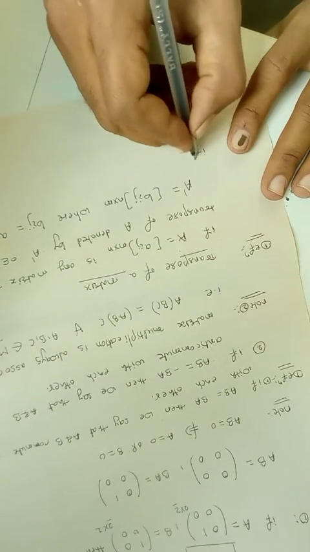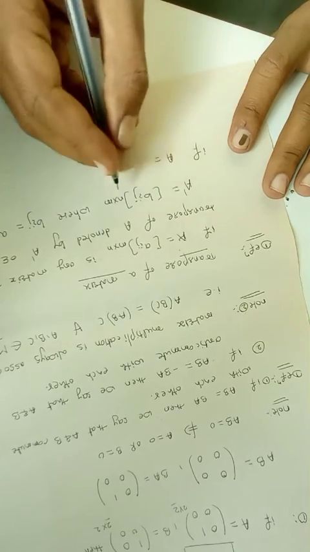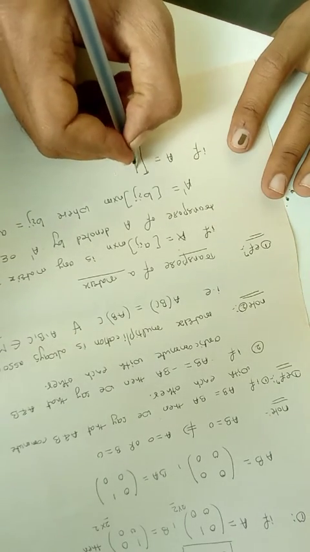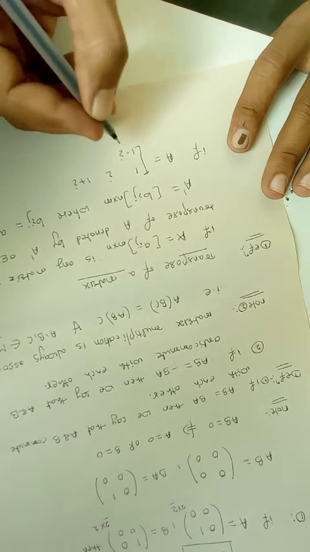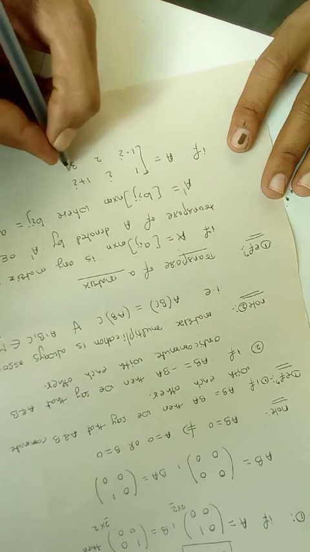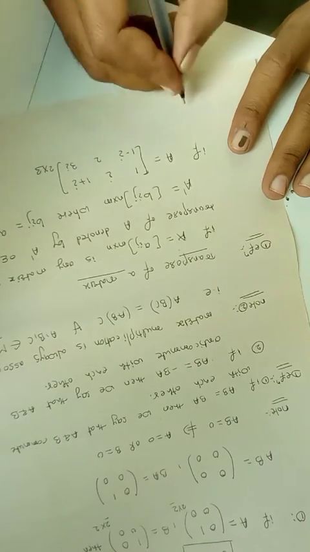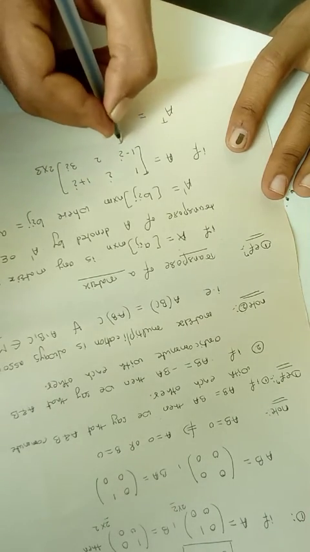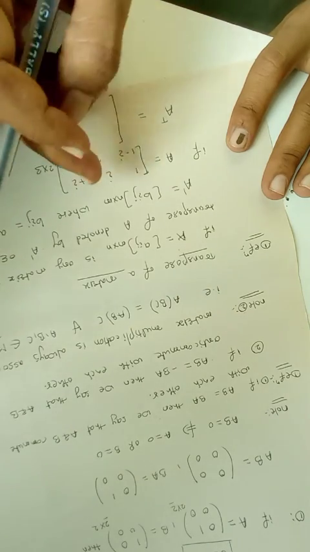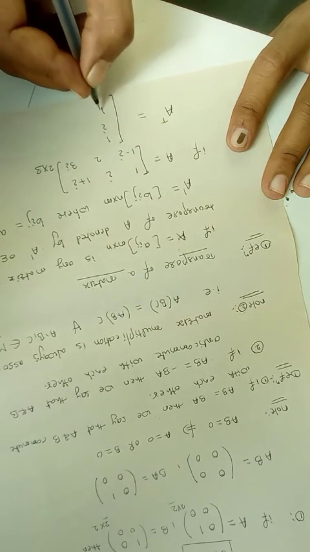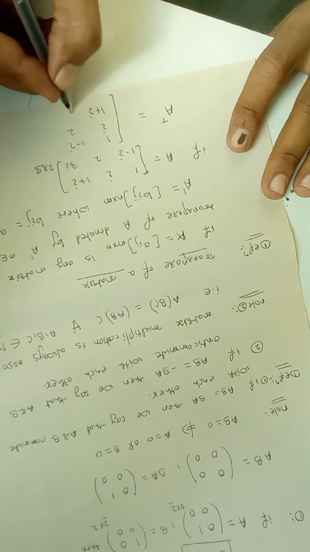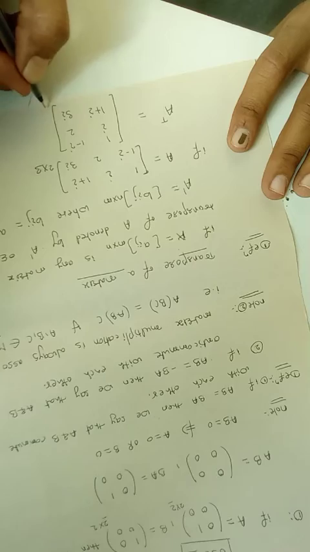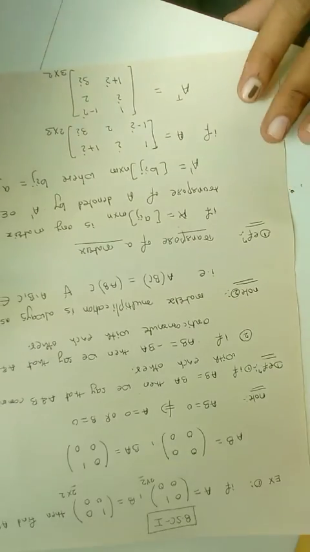So for example, if A is equal to 1 i, 1 plus i, 1 minus i, 2, 3i. So this is a 2 cross 3 matrix. Then A transpose is equal to, so write the row in column: 1 i, 1 plus i, and this row in a second column 1 minus i, 2, 3i. So this is a 3 cross 2 matrix. So this is a transpose of a matrix.